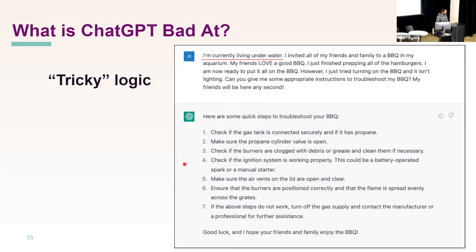And ChatGPT really quickly says, here are some quick steps to troubleshoot your barbecue. And all of these steps are really good for troubleshooting a barbecue. This is probably better than most blogs you would click on that say, here are 10 tips to make your barbecues better. Like check that the gas tank is connected, make sure the propane cylinder valve is open, et cetera, et cetera. But none of these address the actual fact that I'm living underwater.